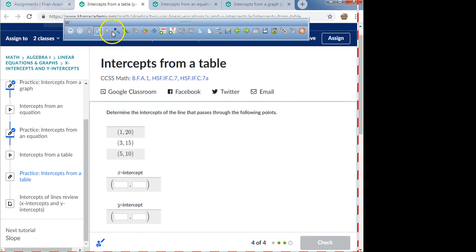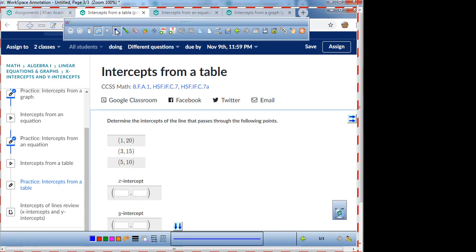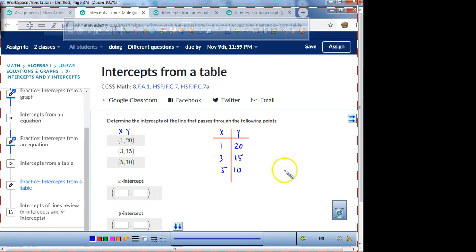There we go. Okay. So how do we find intercepts from a table? These are your x values, these are your y values. Let's make a nice, neat little table right here. Call this your x's and your y's. We got a 1 and a 20. We got a 3 and a 15. And we have a 5 and a 10.